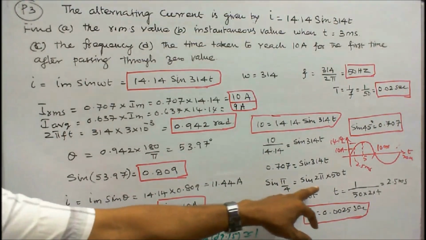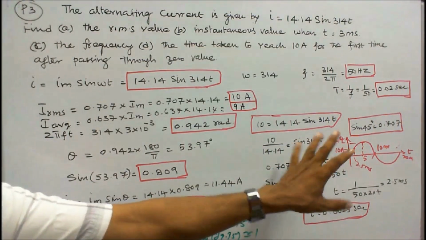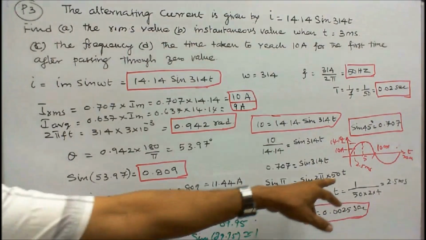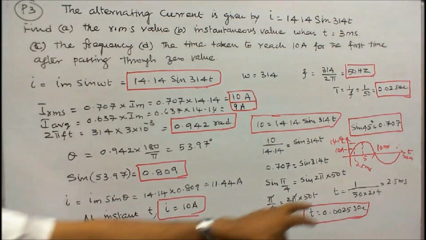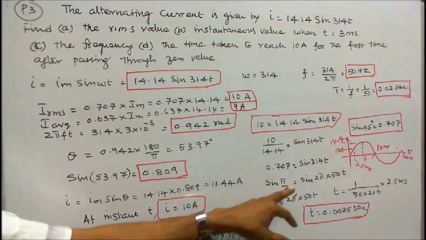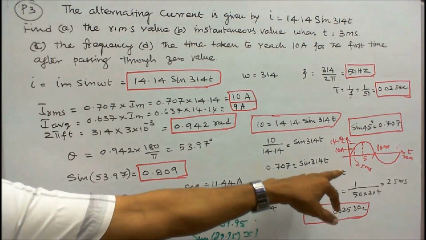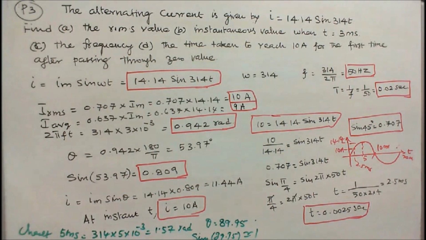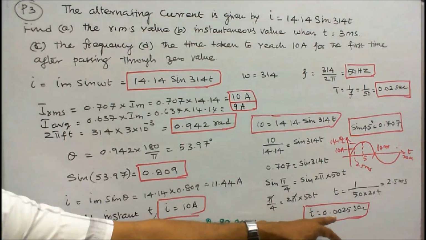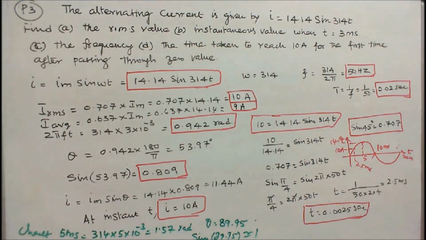That is equal to sin 2 pi into 50 into t. So 2 pi f, here f is 50. Sin pi by 4 is equal to sin 2 pi into 50 into t. I can find t. T is equal to 0.0025 seconds or 2.5 milliseconds.